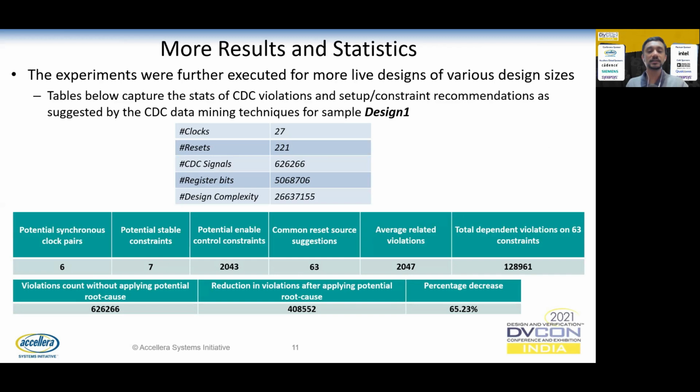More results and statistics. We have carried out a few experiments on more live designs of various design sizes. The following are the results of our analysis and investigation. The tables below capture the design information for sample design 1 with stats showing CDC setup and constraint suggestions as suggested by the CDC data mining techniques and the impact on the CDC violations. The other table depicts the reduction in the CDC violations due to application of data analytics.